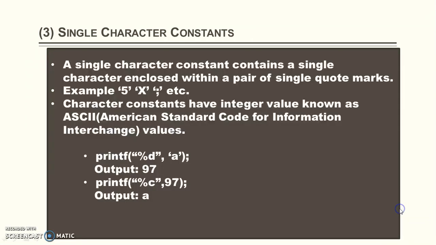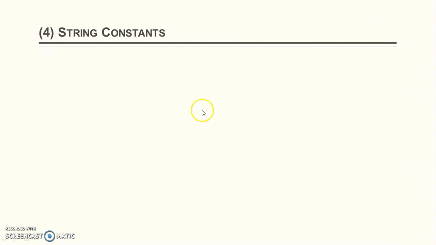Next, we will discuss the single character constant. A single character constant contains a single character enclosed within a pair of single quotes, like '5' or 'x'. The character constant has an integer value known as ASCII, American Standard Code for Information Interchange. Suppose you are printing the character a as an integer, that will give you the integer value 97. If you are printing 97 as a character, it will give the character value a.